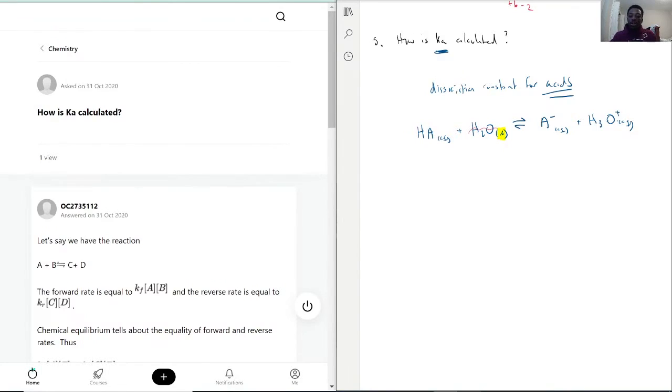So as I said, products over reactants, we have Ka is equal to the multiplication of products, A minus concentration and H3O plus concentration, divided by HA. Okay, so this right here would be how you calculate Ka. Now in regards to how you actually go about it, typically you would use ICE tables, so initial, change, equilibrium. A question would give you a certain amount of HA, the concentration.